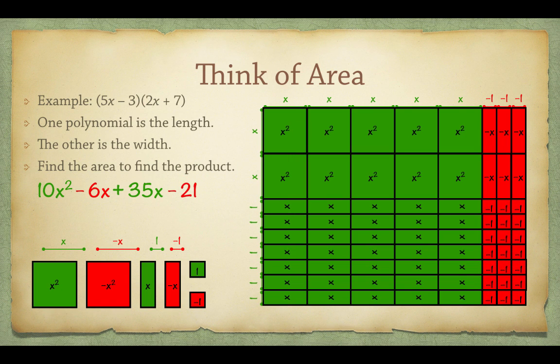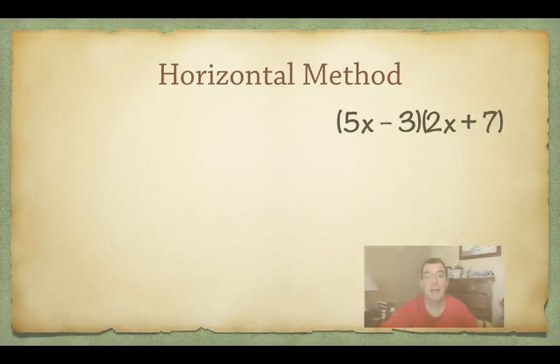And so my total area is 10x squared minus 6x plus 35x minus 21, and that simplifies. The x's in the middle can be simplified to 29x. So I actually have 10x squared plus 29x minus 21. That's the area of the rectangle. That is also what I get when I multiply 5x minus 3 times 2x plus 7. So if you're not comfortable with that way of multiplying, there are a few other methods we can use.